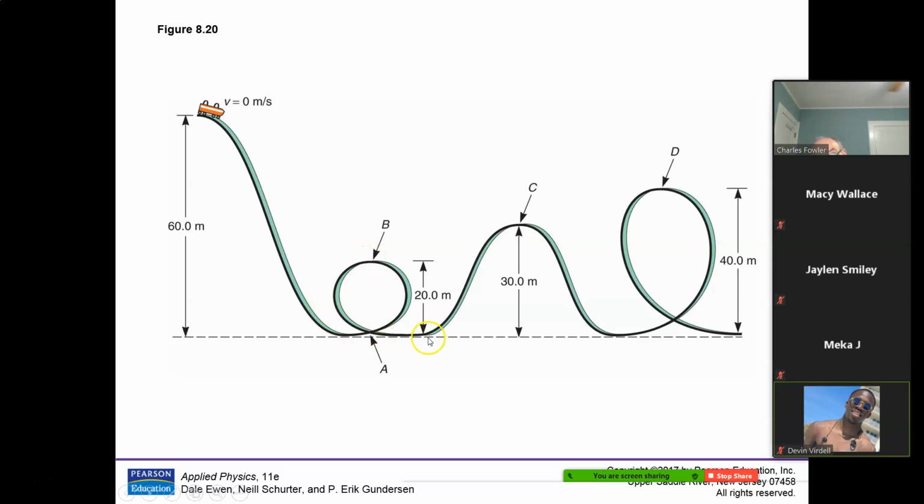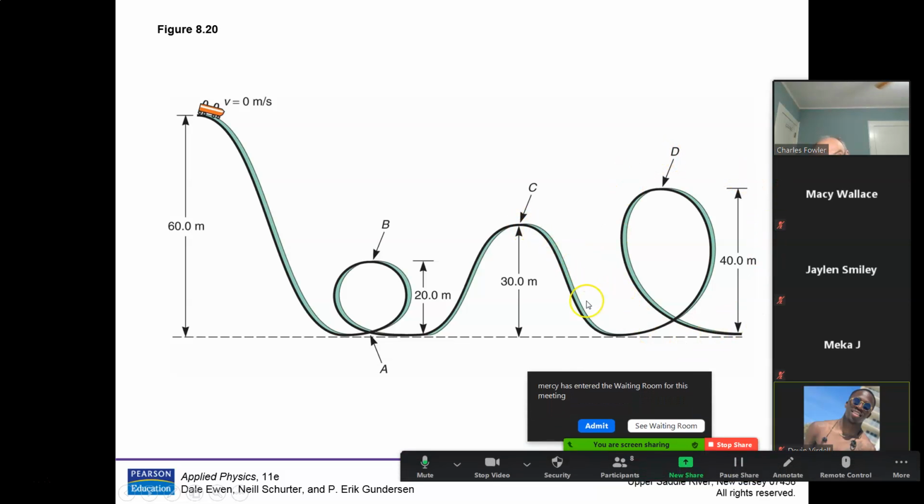You come back down to the maximum speed again, and now you go up 30 meters. Now you slow even more. Half of the total energy you had is now potential, and half of it is kinetic. Then you go down again, and you go up 40 meters. Well, you make it up there.